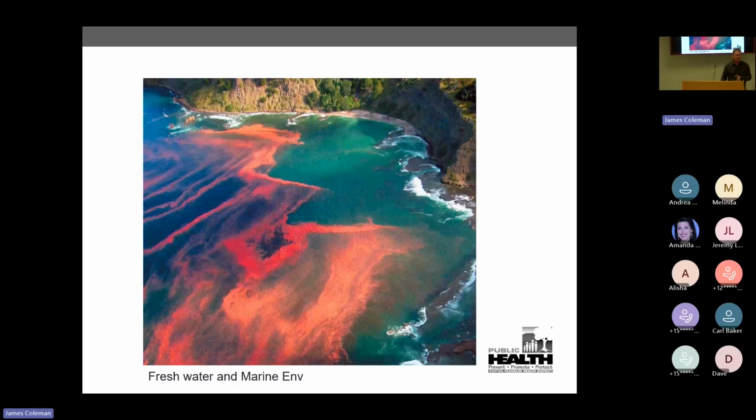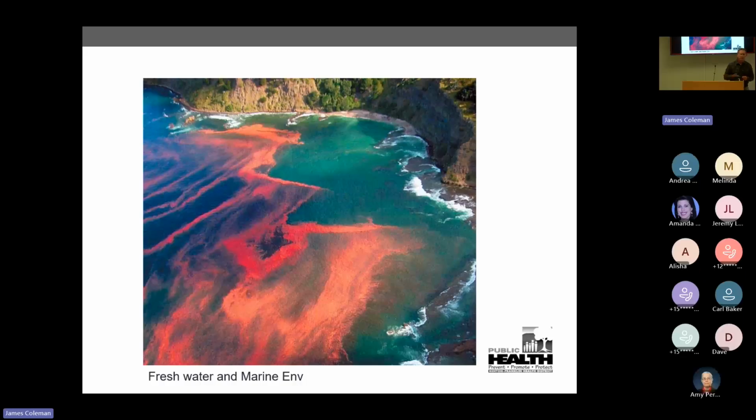Another thing that was on the news earlier this spring was that there were a lot of sea lions in California that were coming on shore and kind of spinning in circles and doing strange things. They were affected by a toxin that's produced by phytoplankton in the ocean.